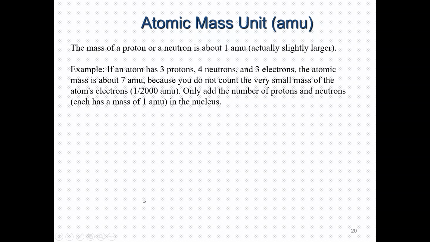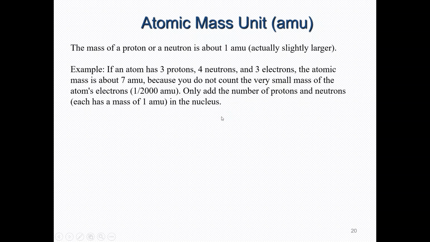Here we have an example just to clarify the concept of the atomic mass unit. If an atom has 3 protons, 4 neutrons, and 3 electrons, the atomic mass is about 7 AMU. Why 7 AMU? Because you do not count the very small mass of the atom's electrons, which is about 1 over 2000 AMU. Only the protons and neutrons in the nucleus are counted, each with a mass of 1 AMU.